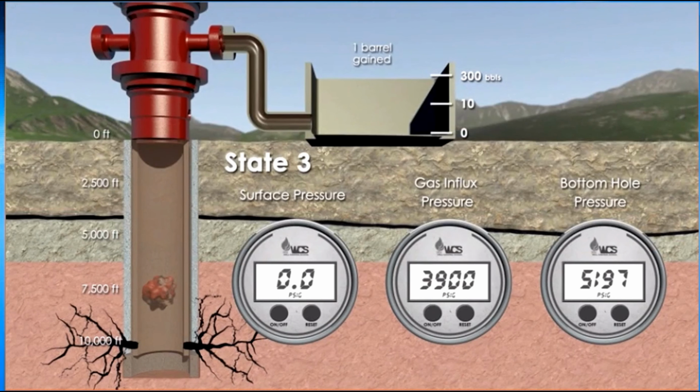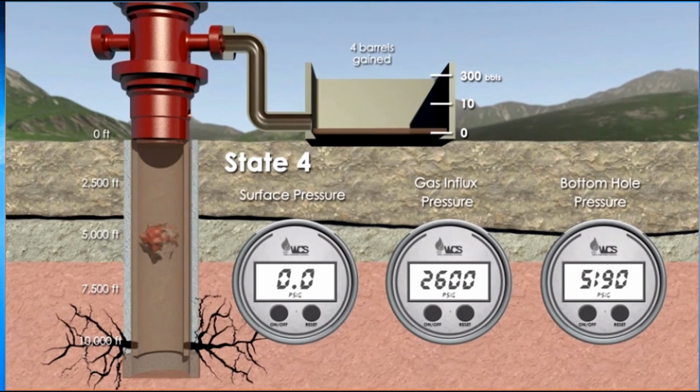State 3. When the bubble reaches 5,000 feet, the hydrostatic pressure immediately above the bubble will be 2,600 psi. The bubble is now halfway up the wellbore, and again, using Boyle's law, the volume of the bubble is calculated to be 2 barrels. There has been a 2-barrel gain in the pits.